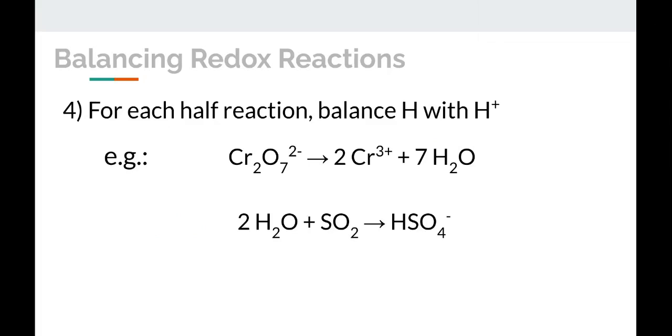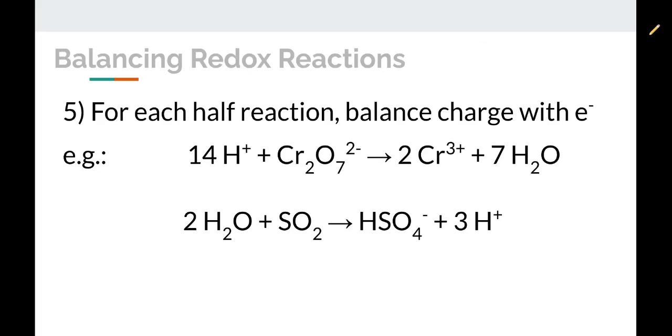When we added those waters, of course, we messed up the hydrogen, so we're going to balance hydrogen by adding H pluses on the appropriate side. In the top half reaction here, we have 14 hydrogen atoms on the right. We need 14 on the left, so we're going to add 14 H pluses. In the bottom half reaction, we have 4 H's on the left. We have only 1 on the right, so we're going to add 3 H plus ions on the right.